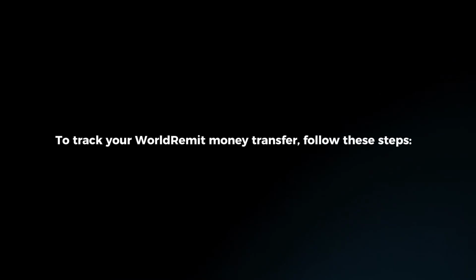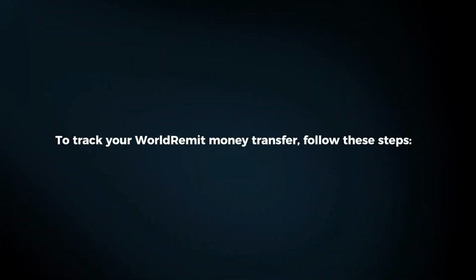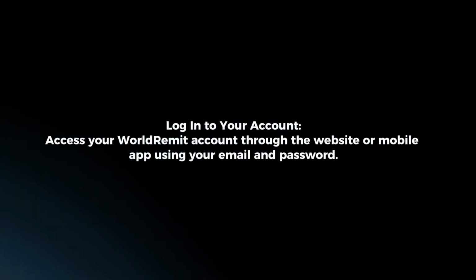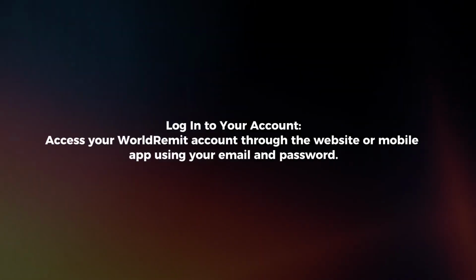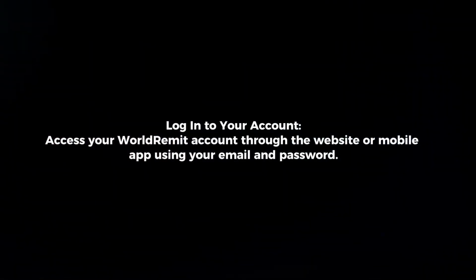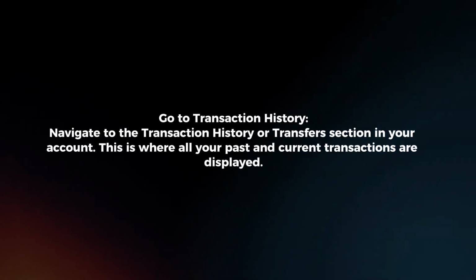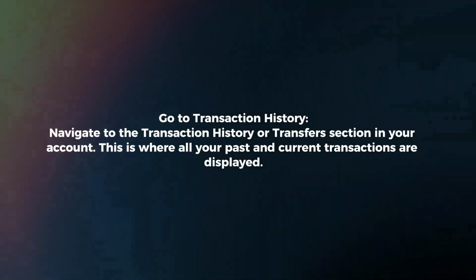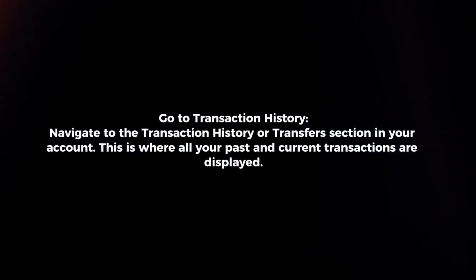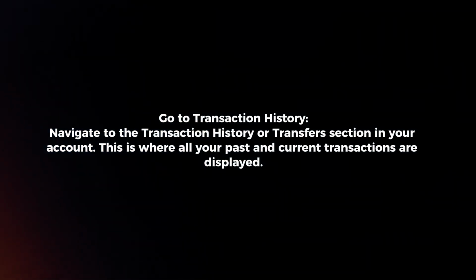To track your WorldRemit money transfer, follow these steps. Log into your account. Access your WorldRemit account through the website or mobile app using your email and password. Go to Transaction History. Navigate to the Transaction History or Transfer section in your account. This is where all your past and current transactions are displayed.